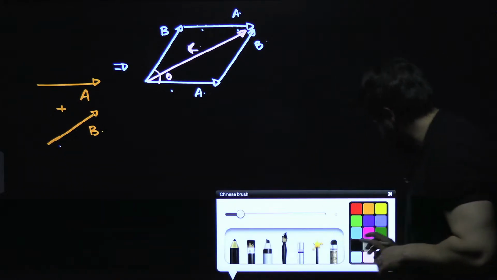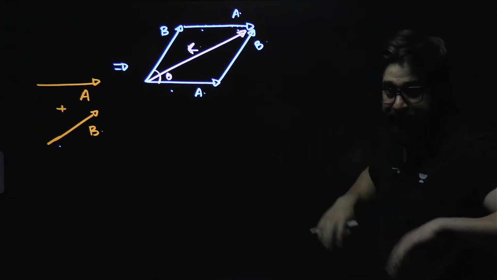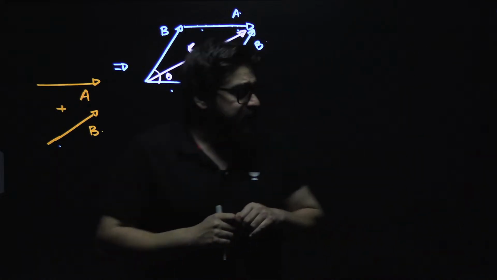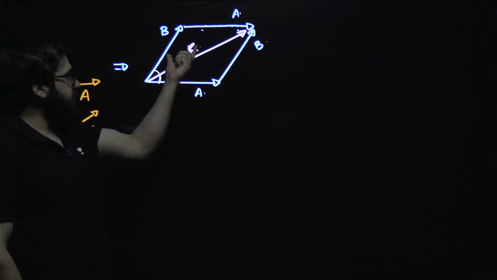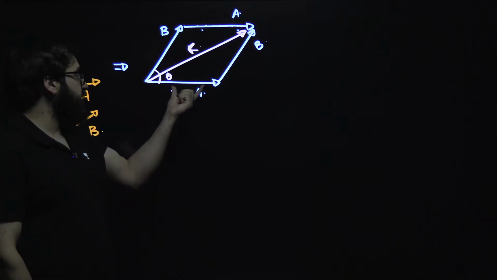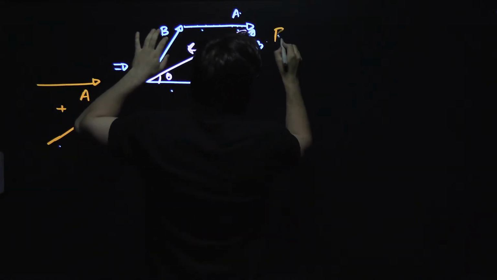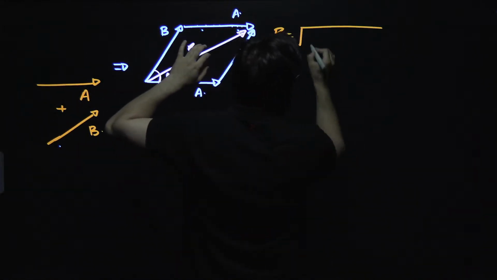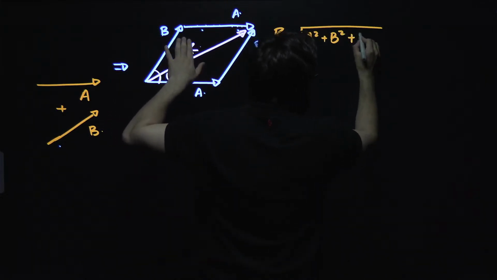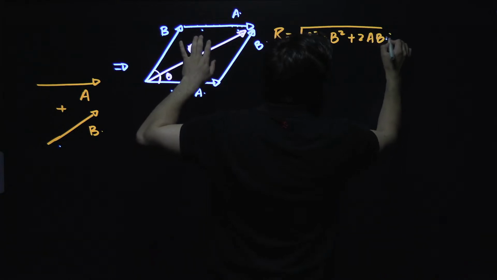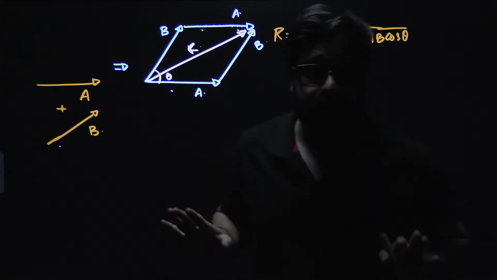Now see, guys. This resultant R will give us the resultant of vector A and vector B. And the value of this resultant will be simply the square root of A square plus B square plus 2AB cos theta, where theta is the angle between A and B.